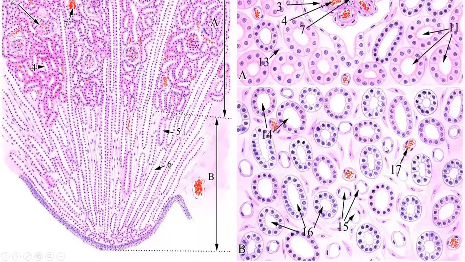And it's the point of the pyramid, apex of pyramid, and it's openings of the collecting ducts on the apex of pyramid. And here we can see that it's covered with transitional epithelium, which is characteristic for the urinary tract, organs of the urinary tract, and later we will talk about them.